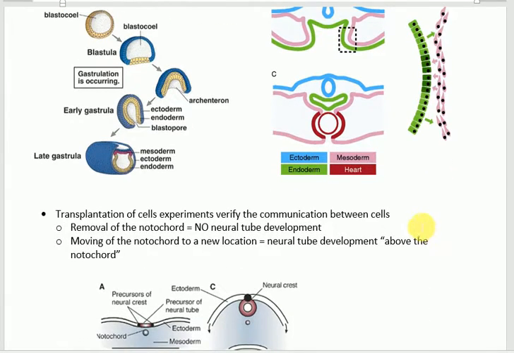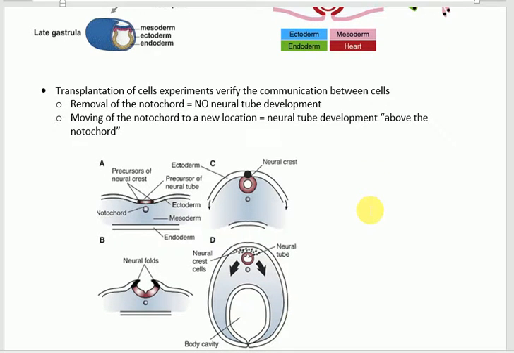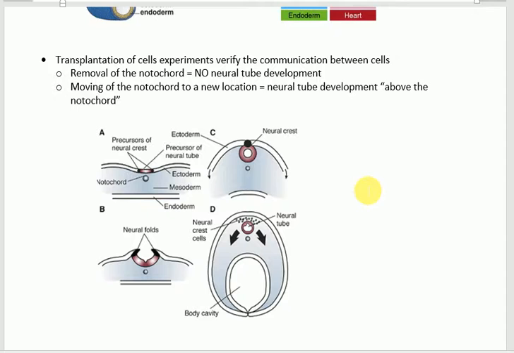So transplantation of cells in experiments verify that there is communication between the cells. So what they did was they removed the notochord, which is right here. And if you remove the notochord, that means that there's no neural tube development, because the notochord eventually turns into your vertebra or your spinal cord. So the moving of that notochord to a new location also led to neural tube development, but it was above the notochord versus where it would have been.